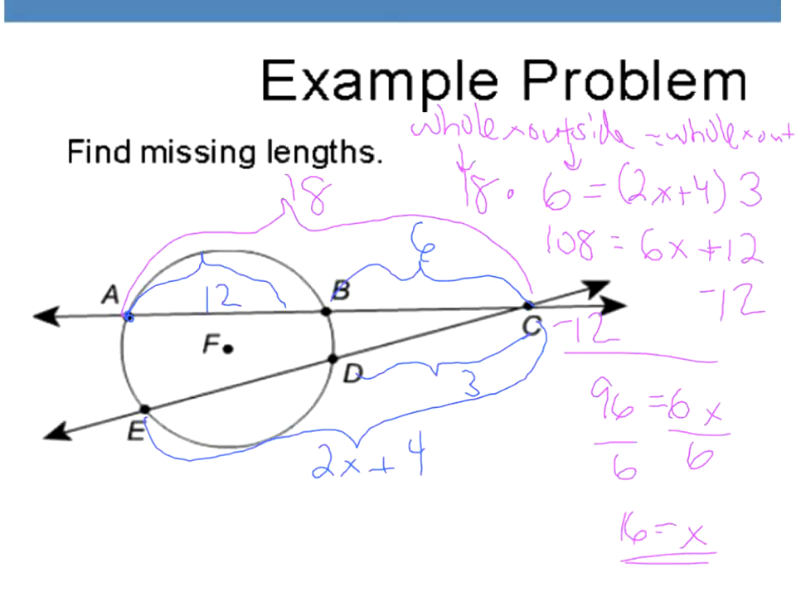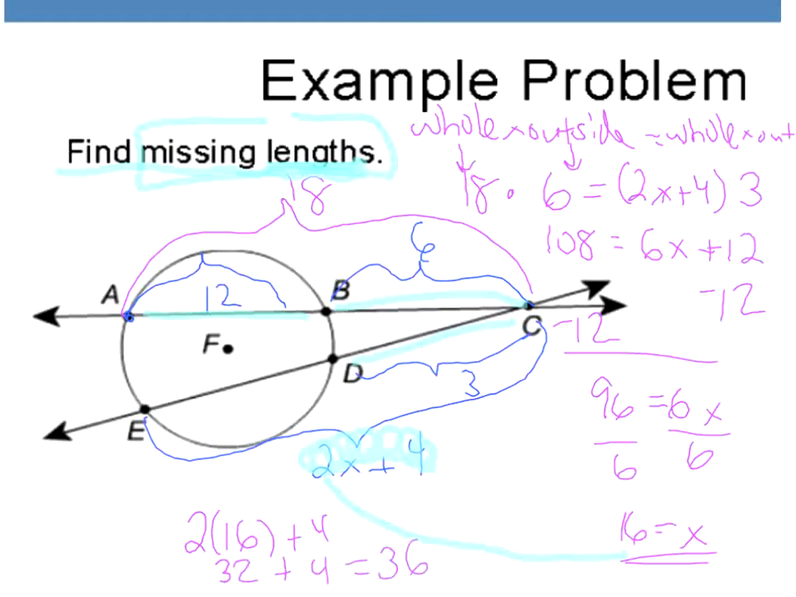16. Great job. Now the question becomes, am I done? Is that what it's asking me for? Do I have to do something else? No, I'm not done, because look at the question. Find the missing length. Well, it gave me 12, it gave me 6, it gave me 3. The only missing length I have is this one. So let's plug in our 16. 2 times 16 plus 4. Good job, Jared. 36 would be my missing length for C2E.